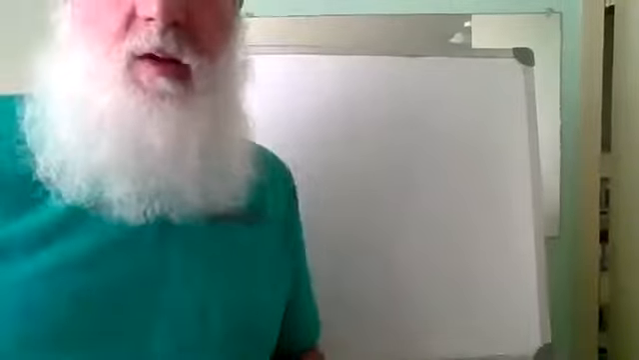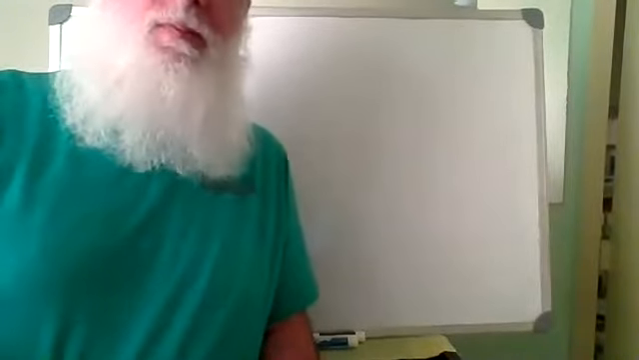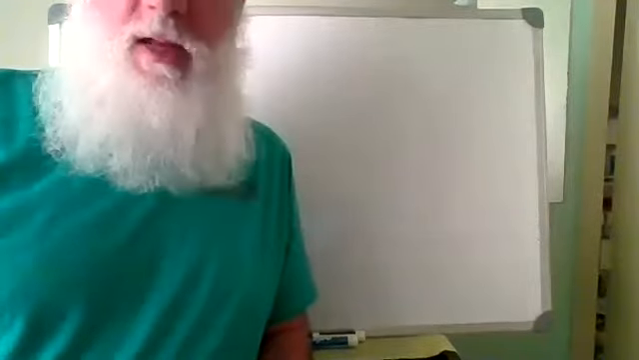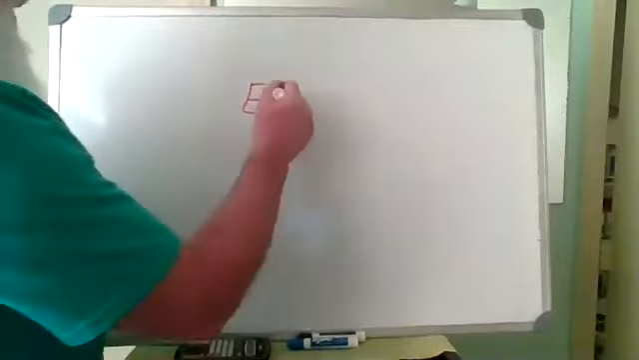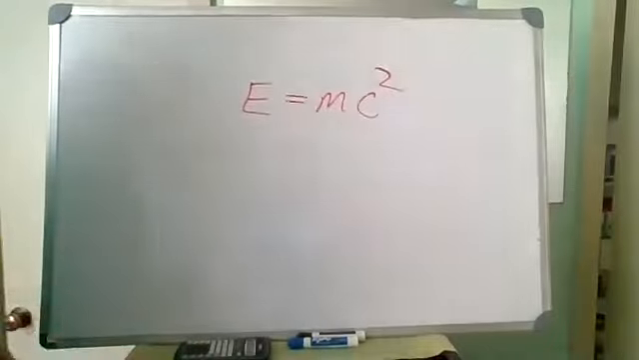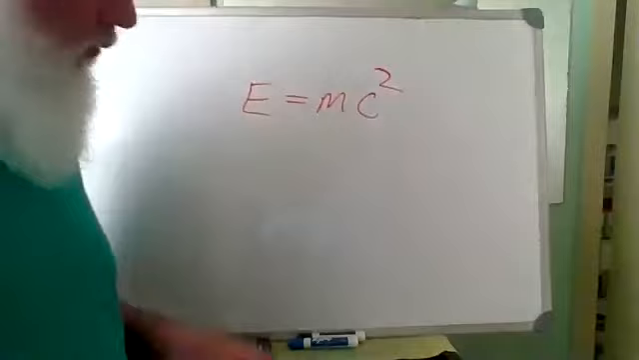If I were asked, what's the most famous equation in all of science? What would you say? Somebody volunteer to answer that. E equals mc squared. All right, I'm glad you said that. Sometimes people say F equals ma, Newton's second law. Who first came up with this equation? Wasn't it Einstein? Wrong.